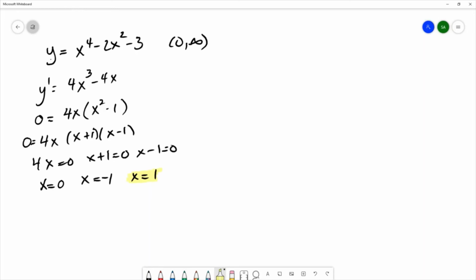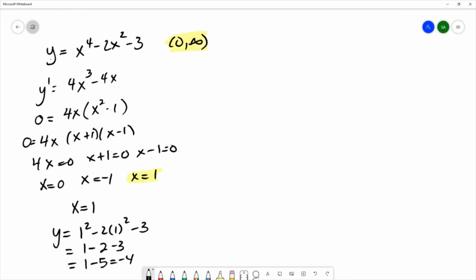-1 is outside our interval of 0 to infinity, and because we don't have a bracket on 0, 0 is also outside of the interval. So then I can substitute into the function to get y equals 1 squared minus 2 times 1 squared minus 3. That's 1 minus 2 minus 3. And we have 1 minus 5, which is -4.